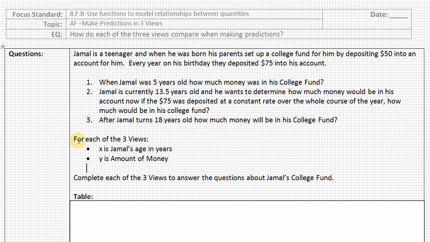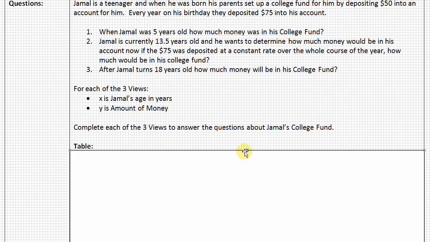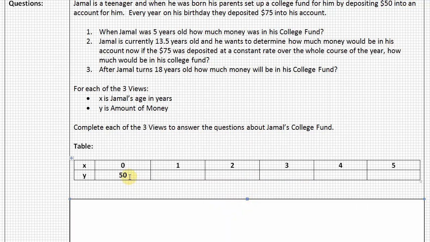And so for this first one, what I'd like you to do is set up a table. And it's important to note that for all 3 views here, we're going to use X as representing Jamal's age in years, and Y is going to represent the amount of money in his college fund. So like I said, for this first question, because it's only a few data points, and our numbers are pretty easy to calculate, I want us to go ahead and just set up a table.